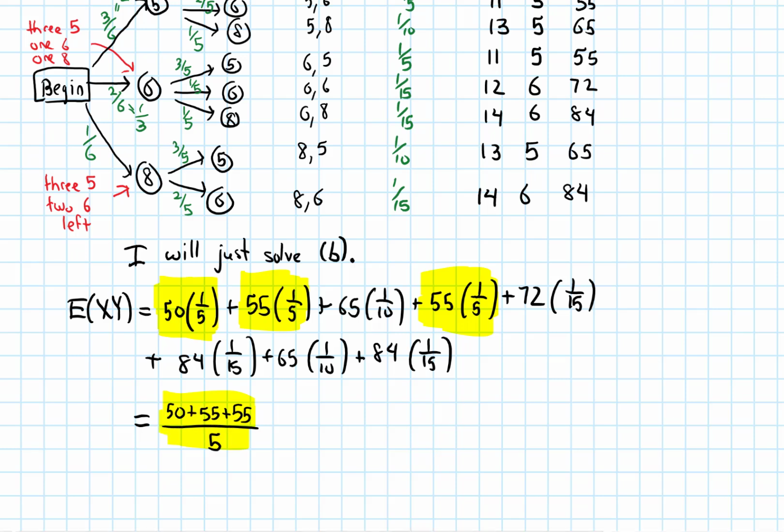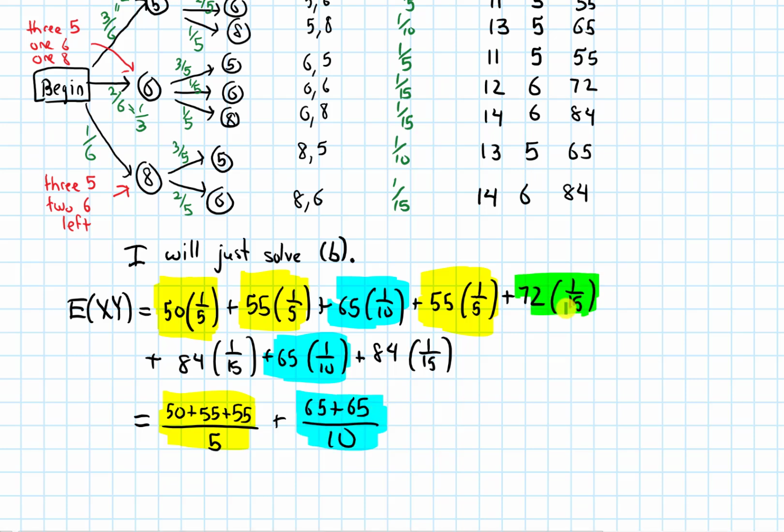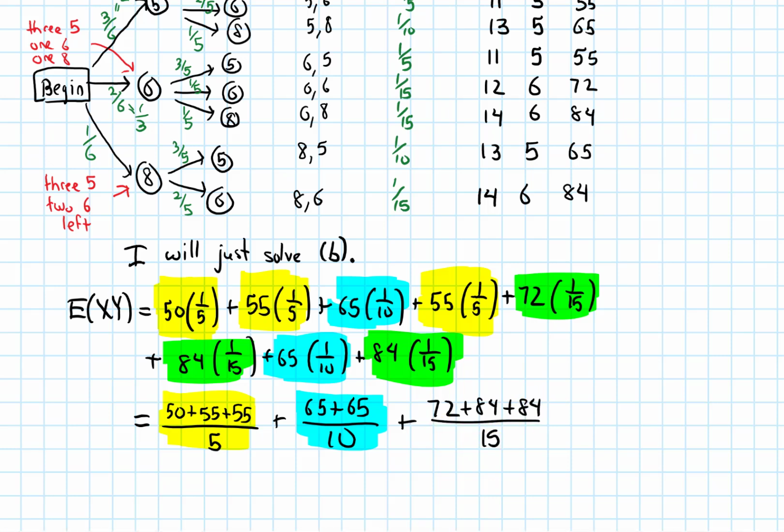So now let's do the terms with a denominator of 10. So here's one, here's a second one. So just those two. If we put those together, we'll get plus 65 plus 65 over 10. Let's highlight that one in blue as well. And then we have a denominator of 15. Let's put those together. So 3 of these. So adding those, we get 72 plus 84 plus 84 over 15. And let's highlight that in green.